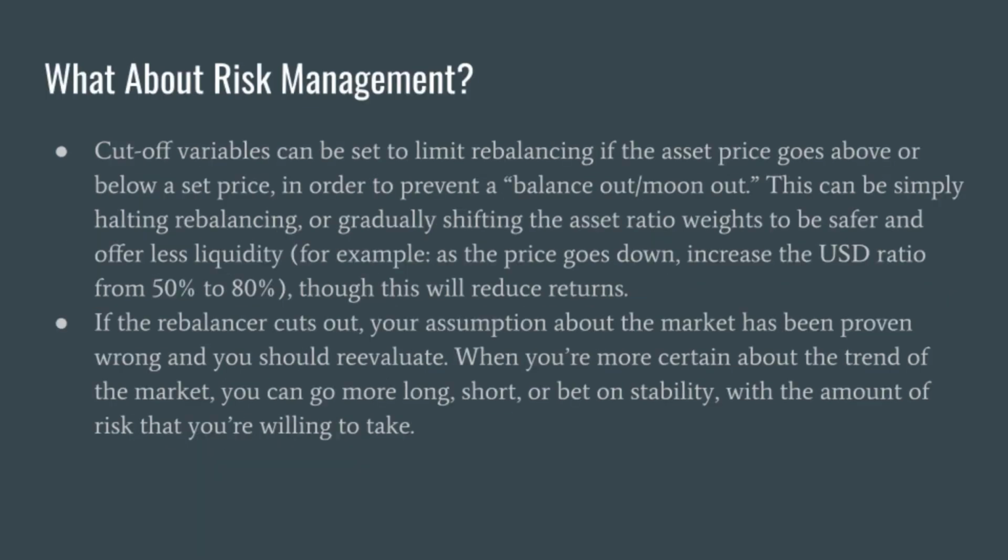But a threshold alone doesn't make this more like a portfolio. You need to be able to analyze the risk and adjust your plans accordingly. To do this, you can set cutoff variables to limit or stop the rebalancing when the price goes too high or too low to prevent a balance out or moon out scenario. This can be just stopping the rebalancing or gradually shifting the asset weights to offer less liquidity. The point is, if the price gets out of your specified range, your assumptions about the market have been proven wrong and you should reevaluate your strategy.